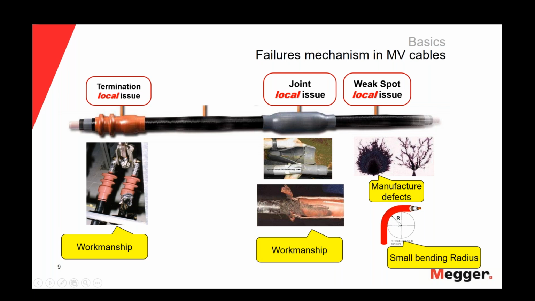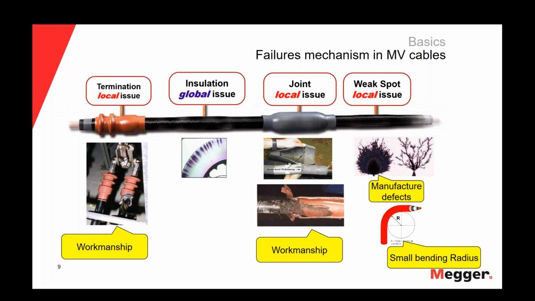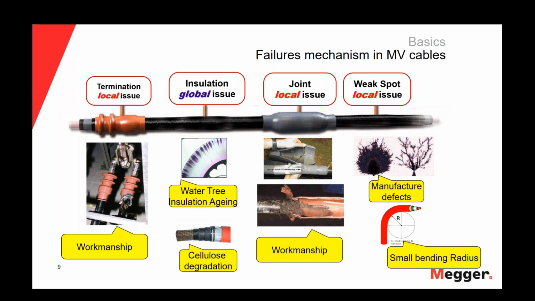So, as you see, the local issues are in one portion of the insulation or affect one specific splice or termination. On the other hand, we have the global issues, and the global issues are spread along all the cable. In the case of XLPE cables, we have water trees. The water trees are an insulation aging condition in the XLPE cables, in the polymeric cables. And in the case of paper insulated cables, we have cellulose degradation.